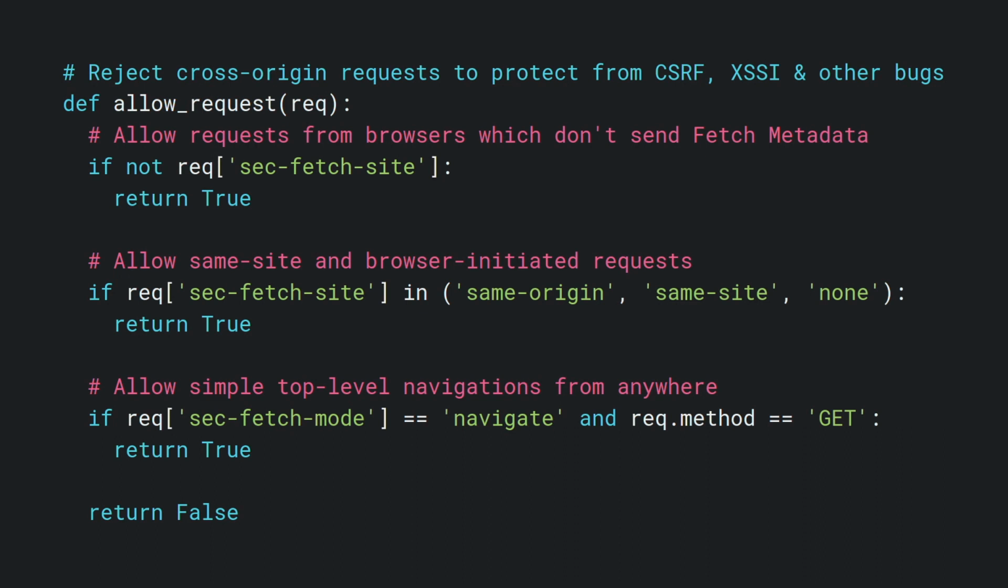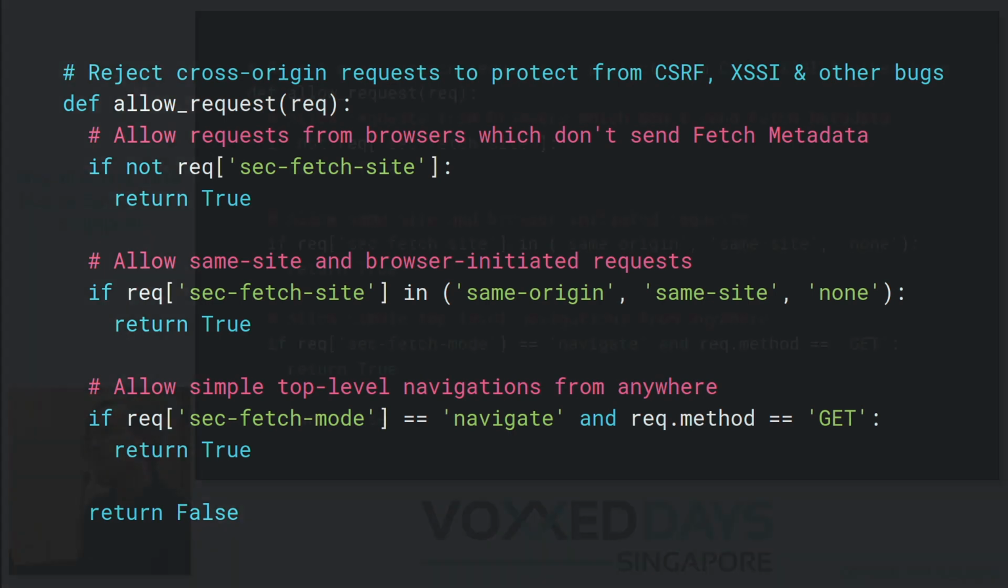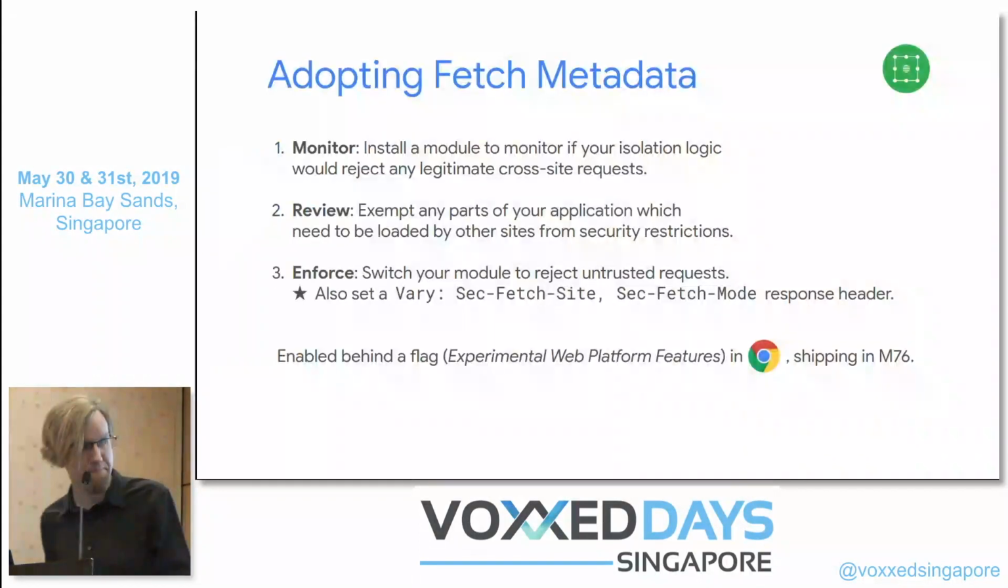So this is a very simple mechanism, but the server can create very powerful logic that will prevent its responses from being abused by an attacking site. And the process of adopting fetch metadata headers is kind of simple. First, you will monitor your application to see if you have any cross-site requests. If you do, you might have to exempt them from your logic. If you have any endpoints, any code that needs to be accessible cross-site, you can disable these restrictions, but enable it for all other parts of your site.